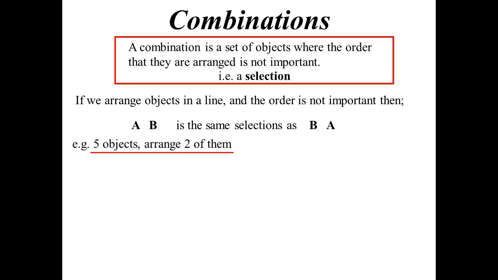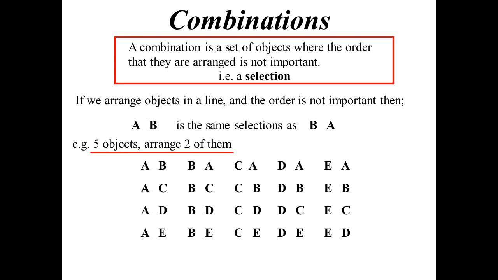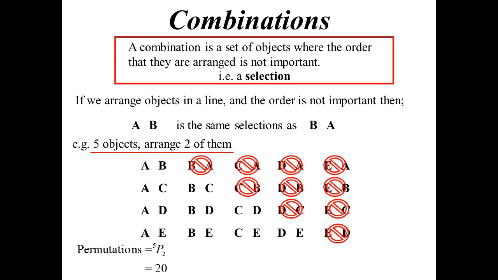So if there's 5 objects, but I only want to arrange 2 of them, because clearly if I arrange all of them and the order is not important, well, there's just one way of doing it. I just use them all. But I only use 2 of them. Here's all the possibilities if it was a permutation. And if it was a permutation, we'd say 5P2, there are 20. But we have double counted a lot there, so let's cross those out. See, BA is the same as AB, CA is the same as AC, and so on. What we're left with is those 20 divided by 2 factorial. So we end up with 10 different ones.